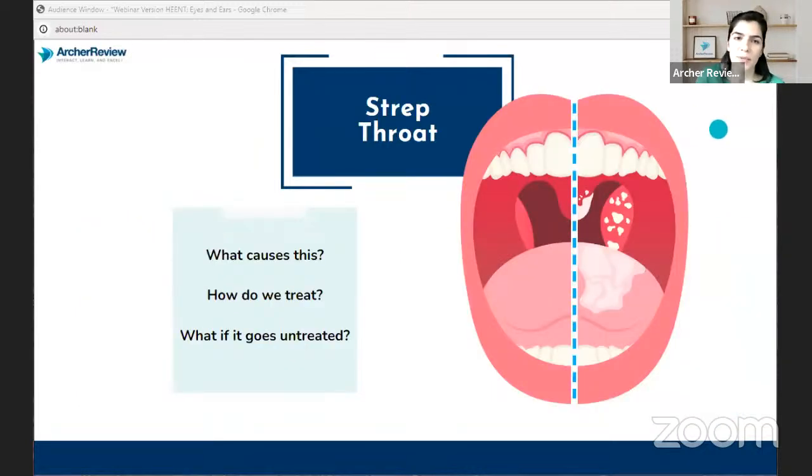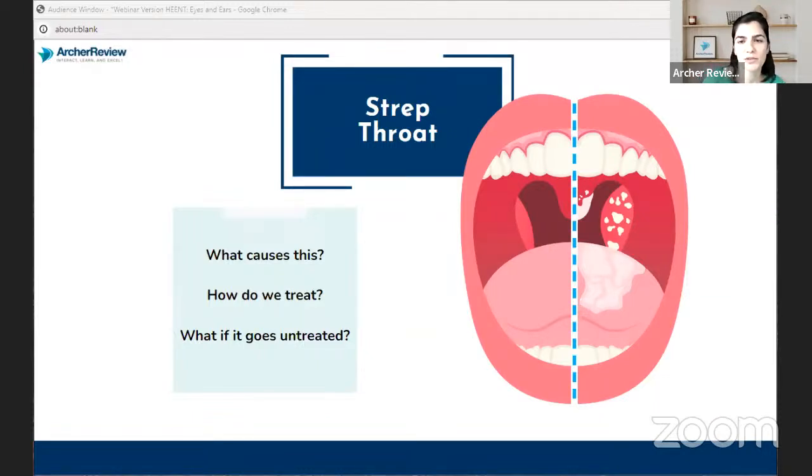So strep throat, this is pretty obvious and it's going to be on your board. So knowing how to diagnose and treat strep throat is going to be important. So what is the first line treatment of strep throat? What do you guys think? So penicillin, you're absolutely right. You're going to start this patient on penicillin.